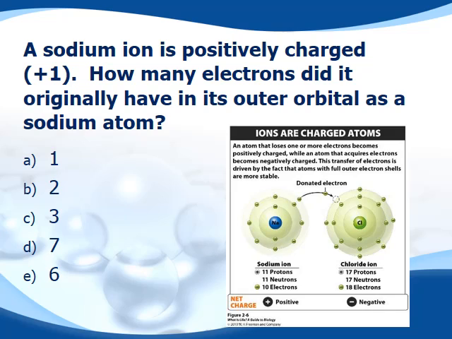Let's look at the following question. What characteristics of an atom gives it its chemical properties? A, the number of protons. B, the number of neutrons. C, the number of electrons. Or D, the number of electrons in its outer orbital. The correct answer is D, the number of electrons in its outermost orbital. It is the vacancies in the outer orbital shell that determine whether or not an atom will bind with other atoms.